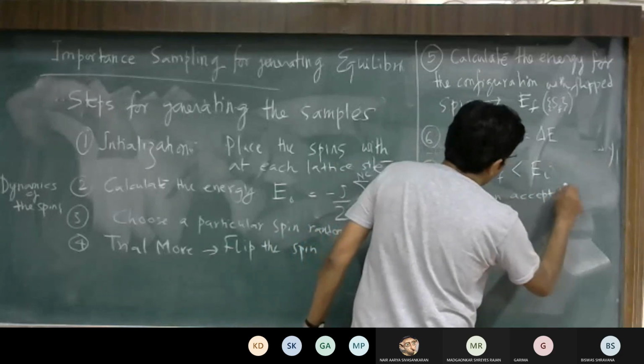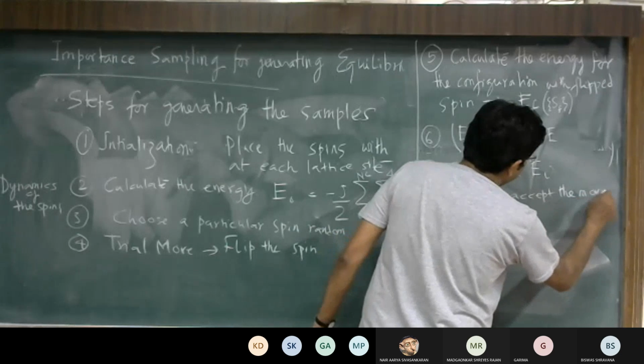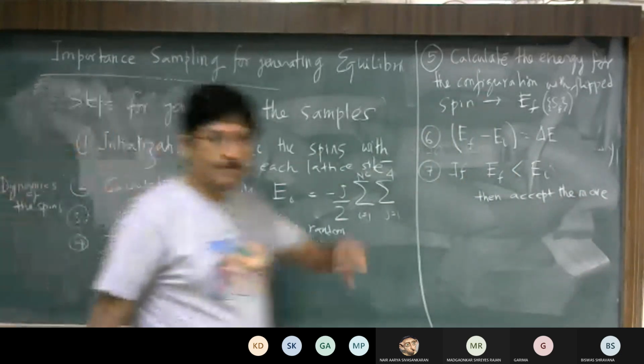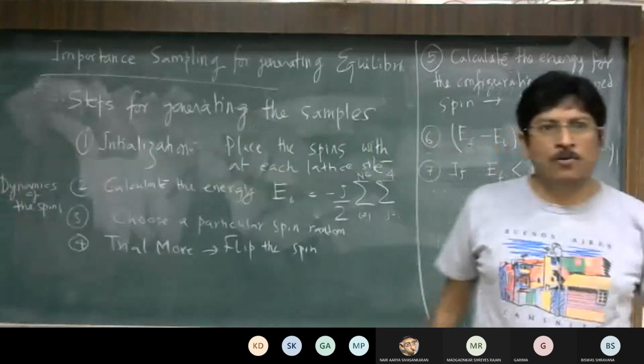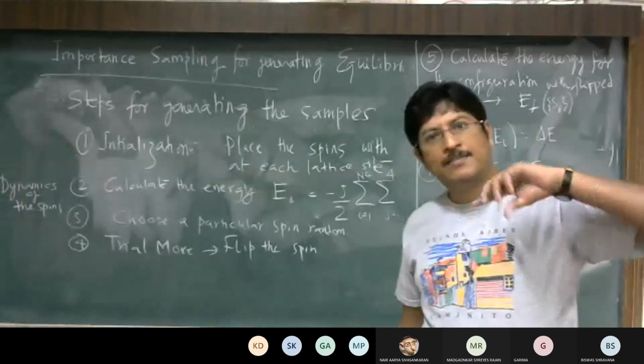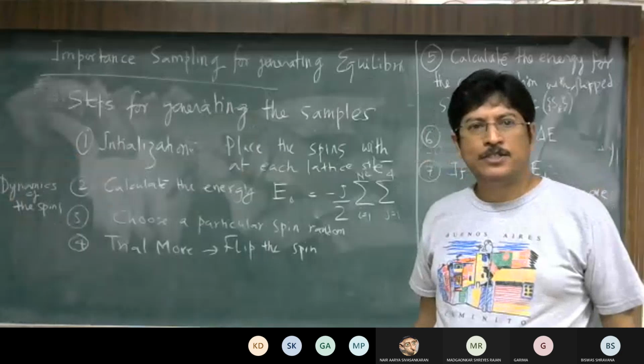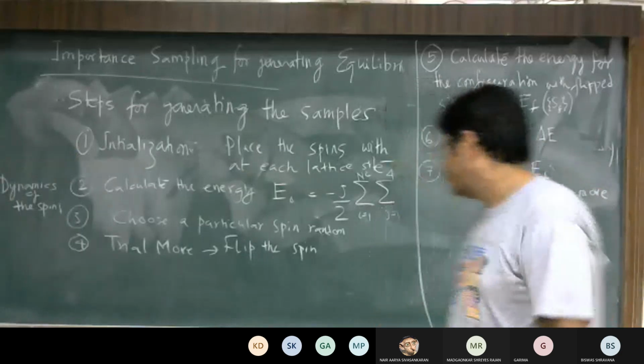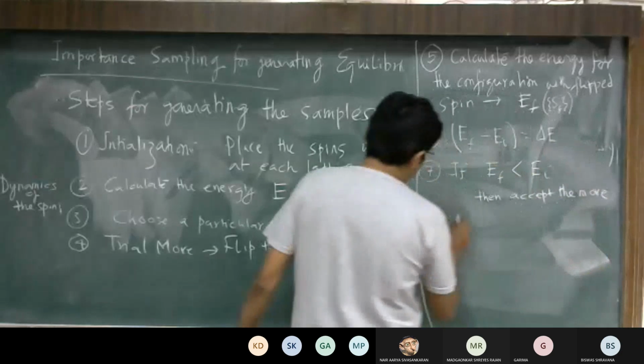Then accept the move. What I mean by accepting the move is that, remember that at step 4, you made a trial move and flipped the spin. So when I say accept the move, that means whatever configuration you got after flipping the spin is the new configuration of the sample of spins that you have. So that is accepting the move.